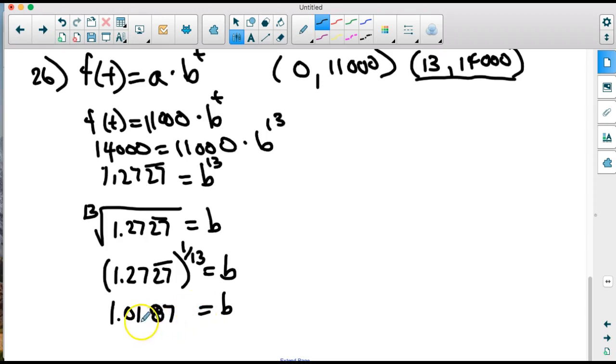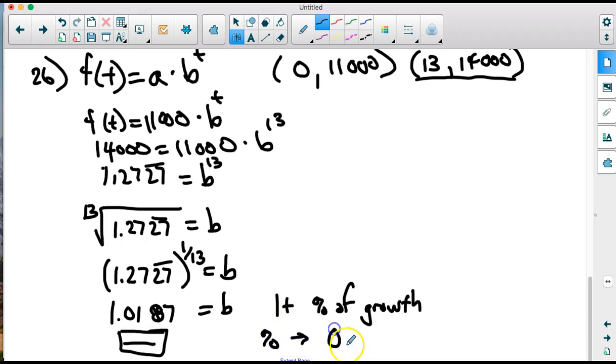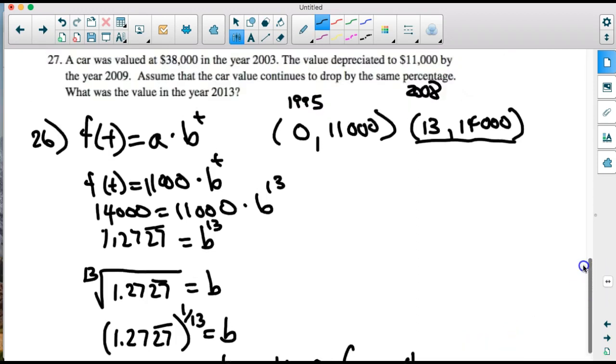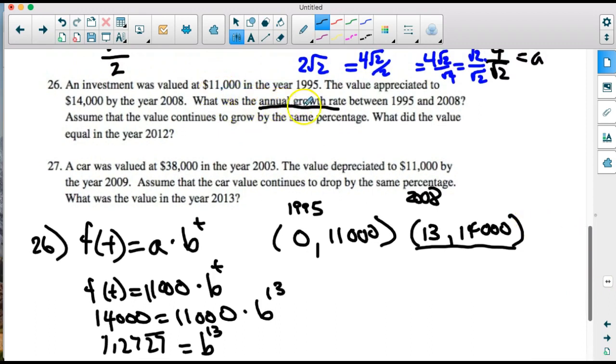to 4 decimal places. Okay, so this part right here, since I said before this is 1 plus the percent of growth or minus, in this case we're going up, so this is going to be the part that's the percent. So my percent is going to be the decimal 0.0187, and if I convert that to a percent, that's 1.87%. So I'm growing by 1.87% on this one. That's my annual growth rate.